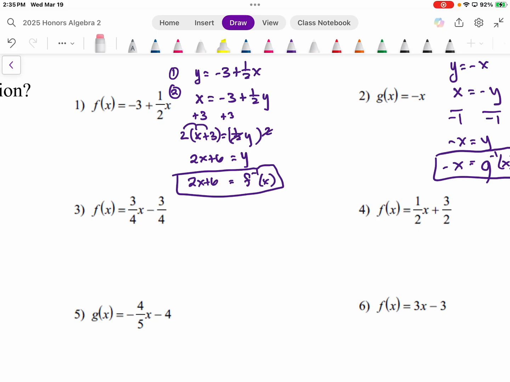Want to try number 3 by yourself? Try number 3 by yourself. There's a couple different ways you can tackle it, but you try it.